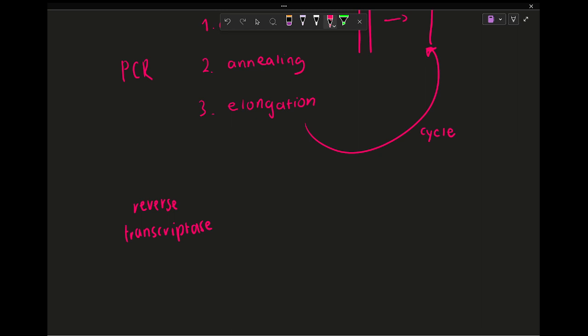So we talked about those two things, and for the next part, we'll talk about gel electrophoresis.